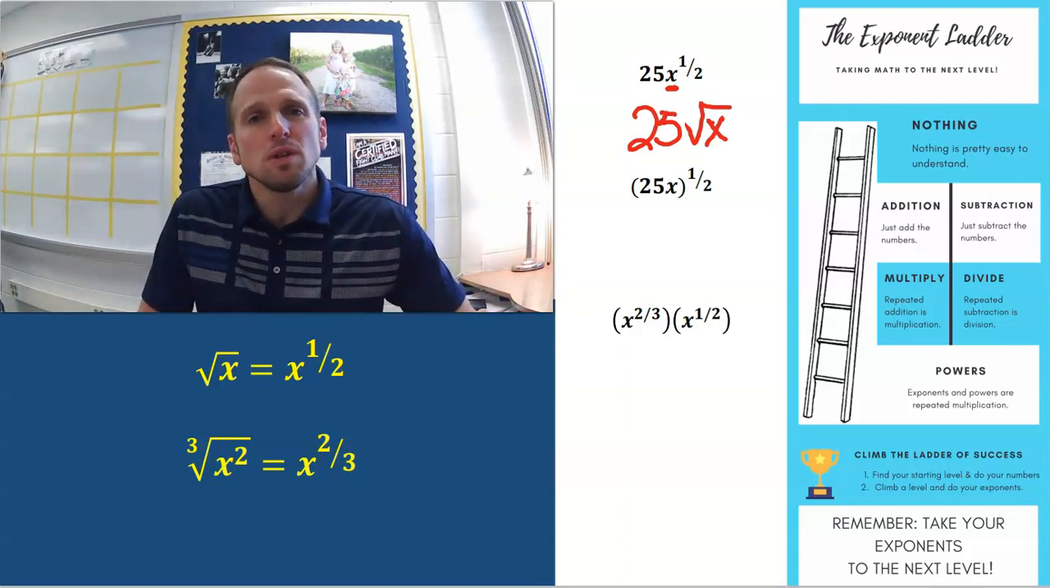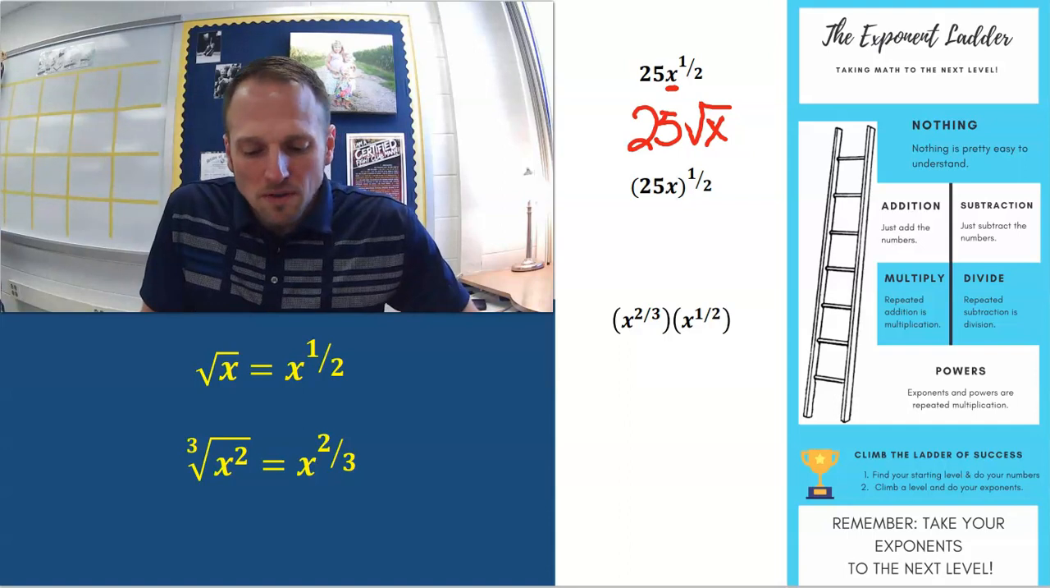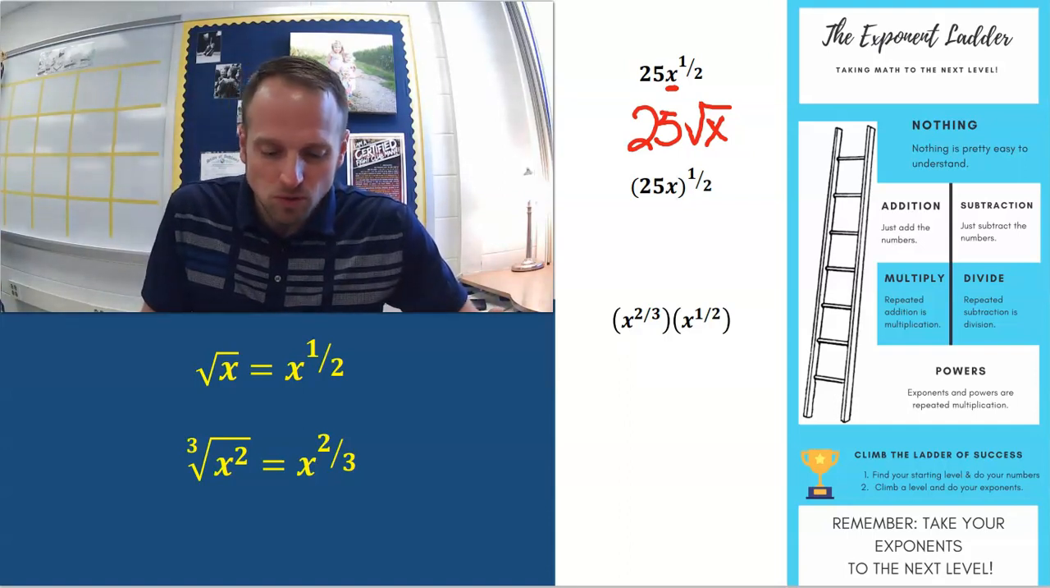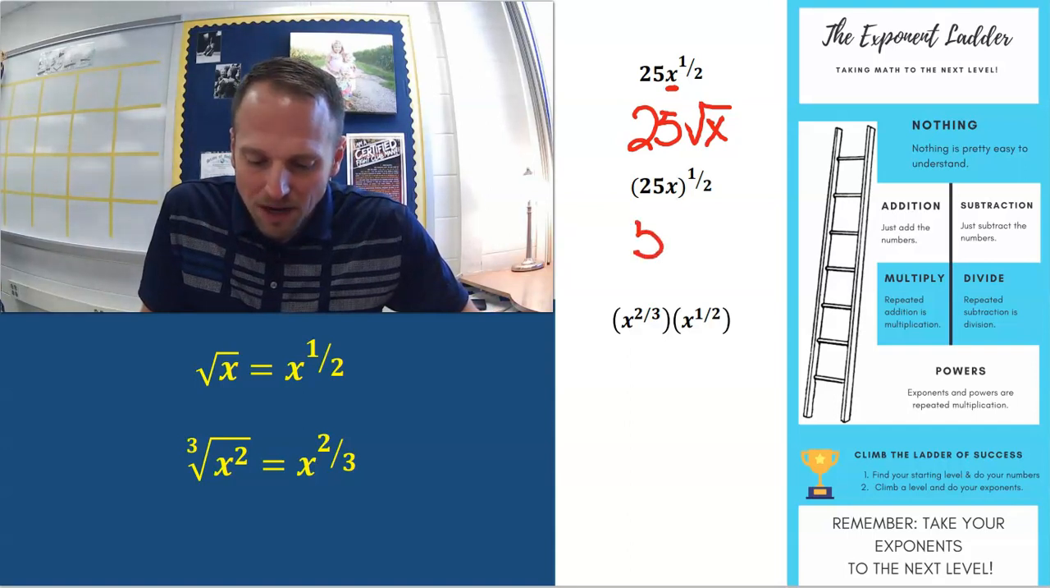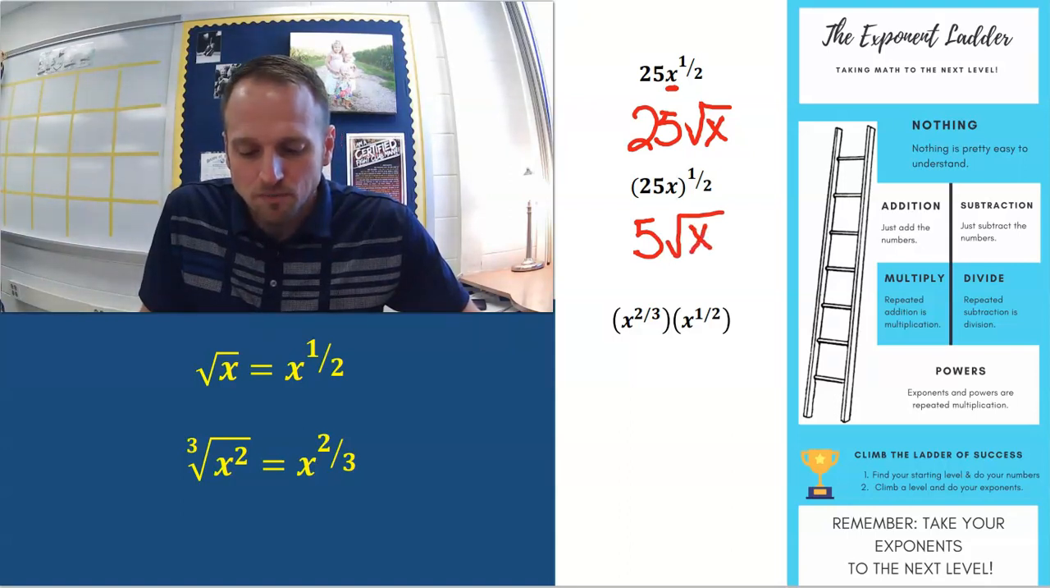Now look at the difference between the next one. The next one, the 25 and the x are being taken to the 1/2 power. So I need to take the square root of both of those. Well, the square root of 25, that's not bad, that's just 5. And then the square root of x is just the square root of x.